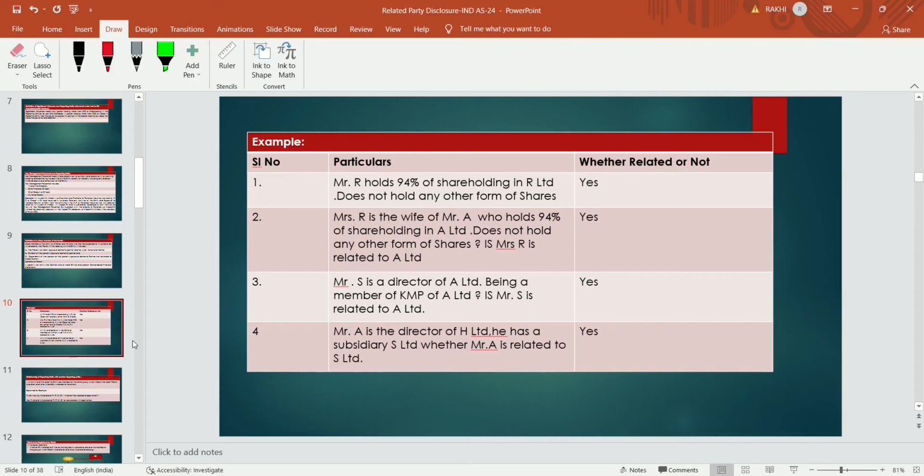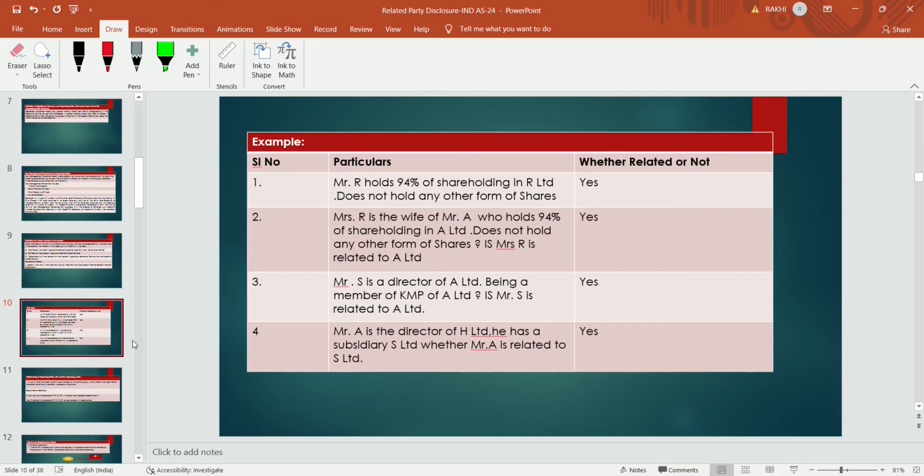Suppose Mr. R holds 94% of the shareholding in R Limited and does not hold any other form of shares. Is he a related party in R Limited? The answer is yes, because he is holding 94% of the shareholding in R Limited. Mrs. R is the wife of Mr. A, who holds 94% of the shareholding in A Limited and does not hold any other forms of shares. Is Mrs. R a related party to A Limited? The answer is yes, because he holds 94% of the shareholding in A Limited.